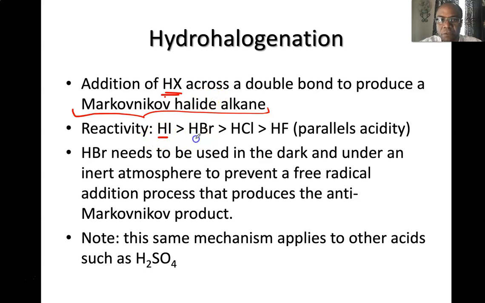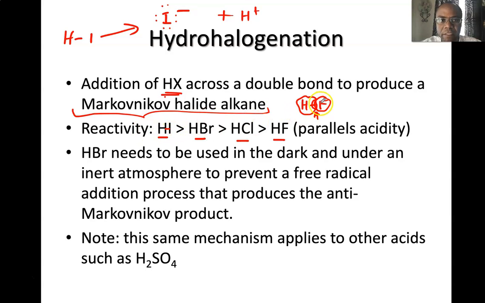Reactivity is HI is more reactive than HBr, which is more reactive than HCl than HF. Why is it so? The reason is iodide is a good leaving group. When iodide leaves, or when you split this apart, you get I minus. I minus is big, so it's stable because the electrons on iodide have much volume to stay in there. So the better the leaving group, the more reactive the hydrohalide molecule like HI. HF, the F is small, the hydrogen is small, so there's a very, very strong bond between them compared to HI.